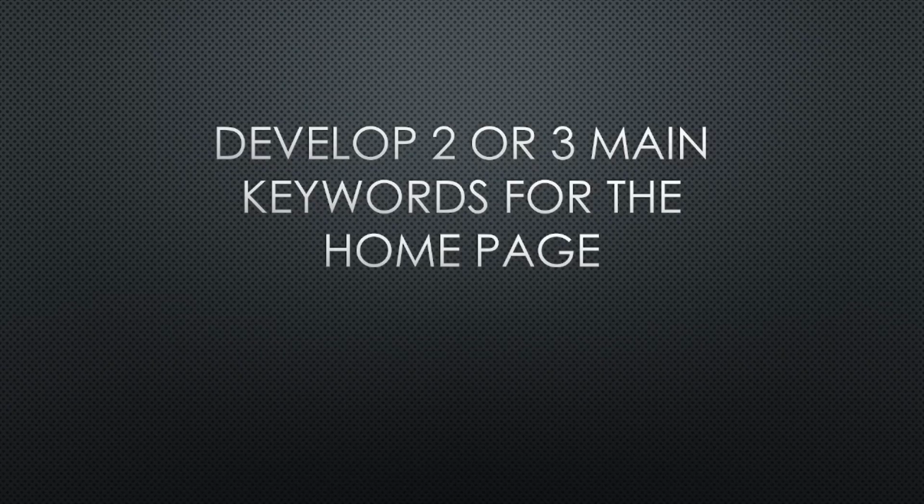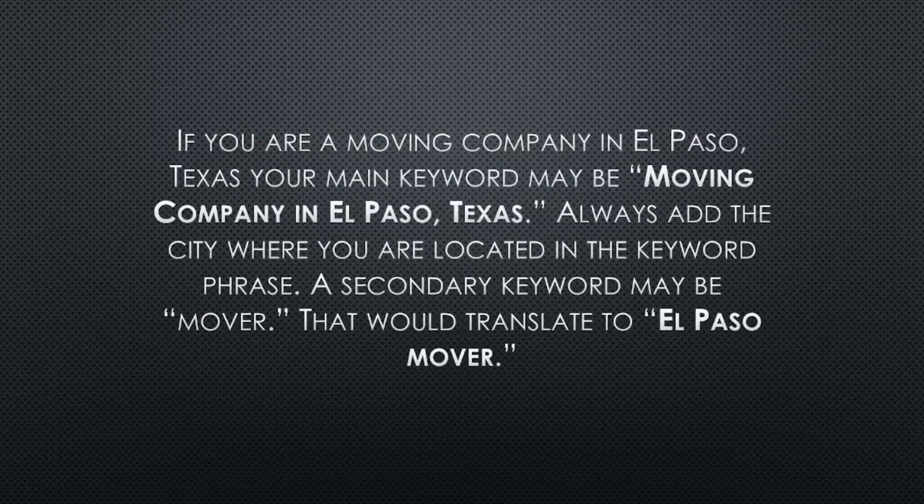Next, you want to develop 2 or 3 main keywords for the home page. Now, if you are a moving company in El Paso, Texas, your main keyword may be moving company in El Paso, Texas. Always add the city where you're located in the keyword phrase. Now, a secondary keyword may be mover. And that would translate to El Paso mover. You don't have to get real slick and clever with these keywords. It's real simple.